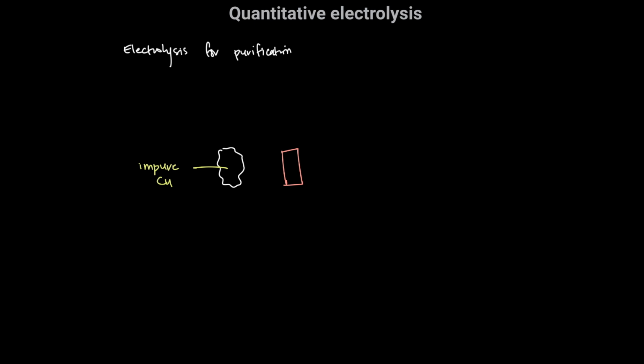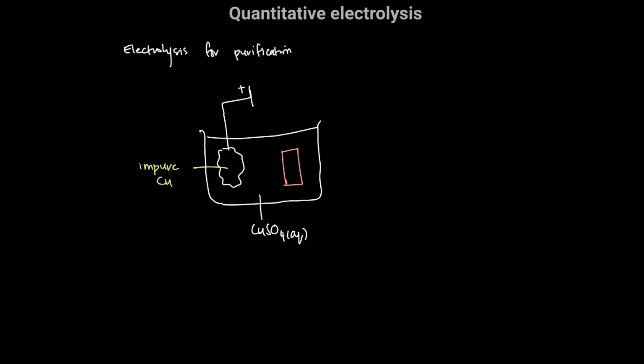Obviously this will be in a solution, and my electrolyte will be copper sulfate aqueous. Then the impure copper will be the anode. In the case of an electrolytic cell, that will be positively charged. And the pure copper will be the cathode. So this is our pure copper.